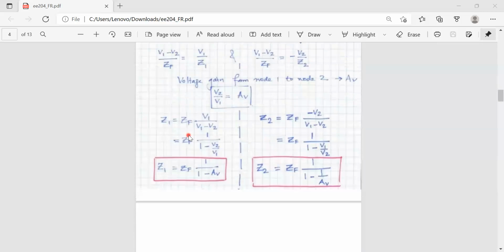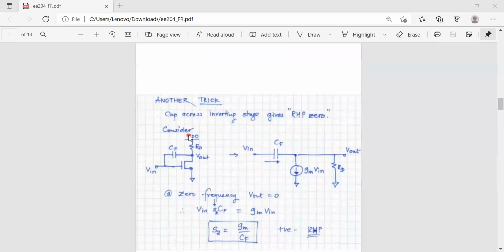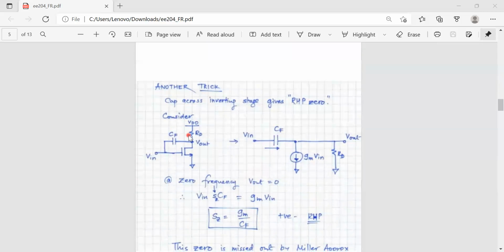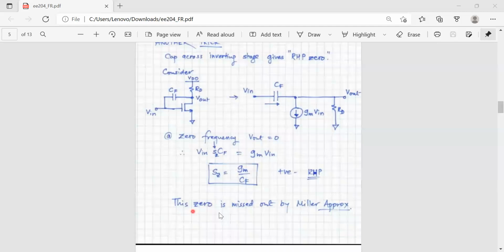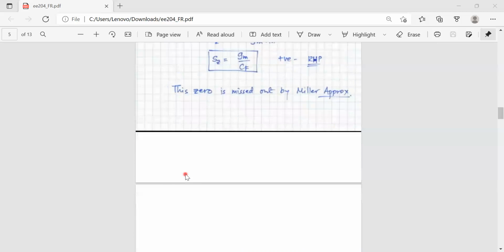Okay, how can we find the zeros of the circuit? We use a trick: we take V out equal to 0, and we find the frequency at which V out is 0. If you find that frequency, that is the zero frequency. In this case, we will not consider the Miller effect because we cannot apply it here.